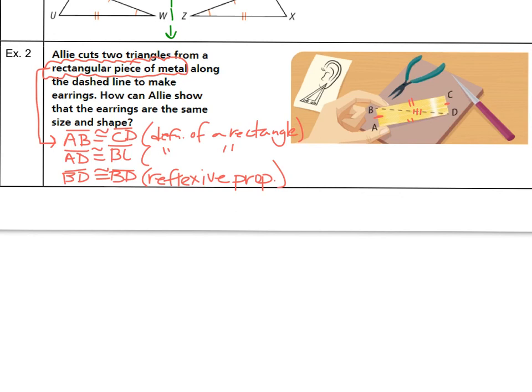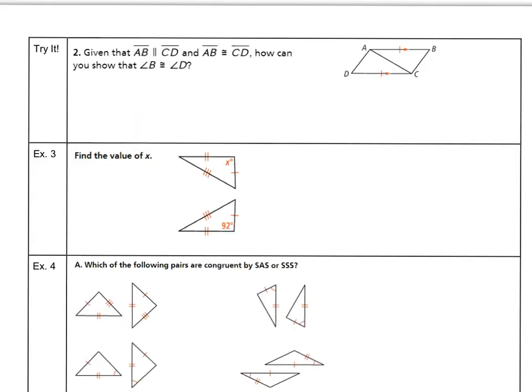When we look at our markings now, triangle ABD would then be congruent to triangle CDB because of that side-side-side congruence theorem. So that's us using some information about the definition of a rectangle and then the reflexive property to prove the triangles are congruent.